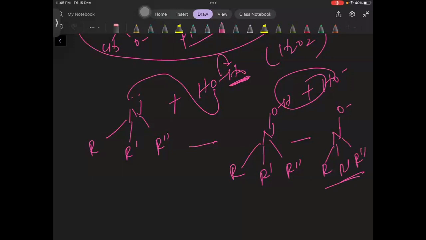Next video we will have pyrolysis of ester, that is also part of Ei reactions. Students, have you got that, all these points?